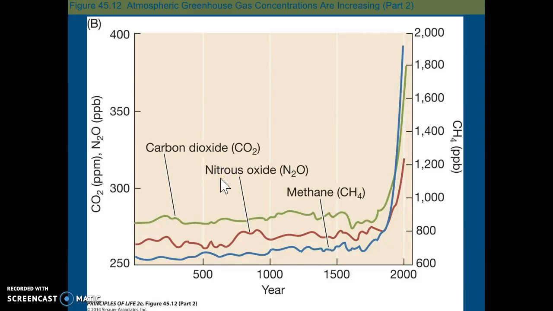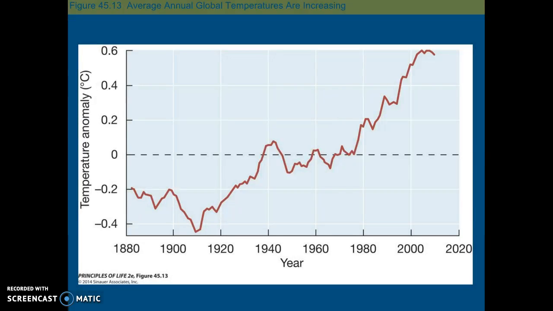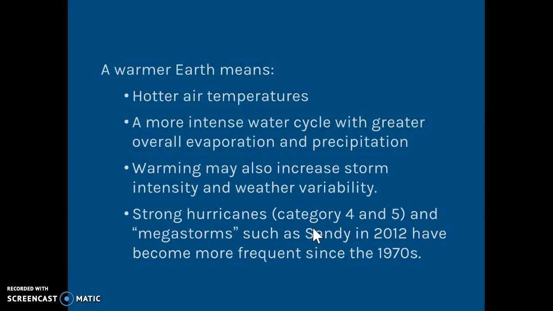Here's another graph looking at similar levels. We see a huge spike. If we look at a longer term view, of course, after the Industrial Revolution, we have a huge increase in atmospheric greenhouse gas concentrations. This is commonly what we call the hockey stick graph. This is the average annual global temperatures that have been increasing dramatically, of course, as we have increased certain types of human activities. Okay. So why is this bad and why do we want to talk about it?